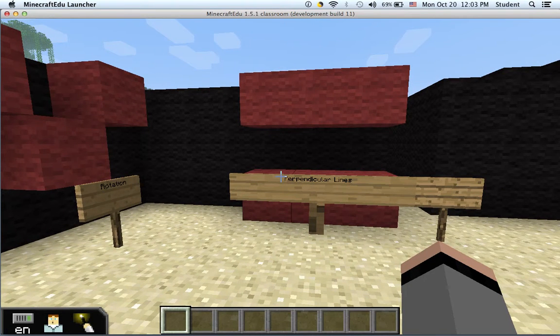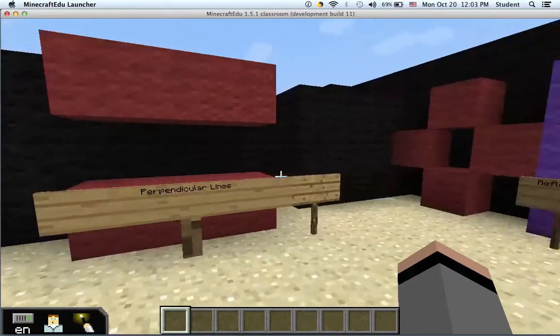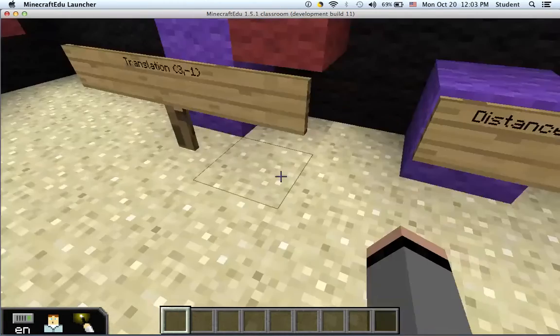And there you go. That is Adrien's maze.